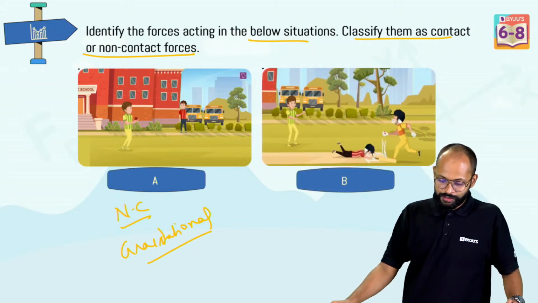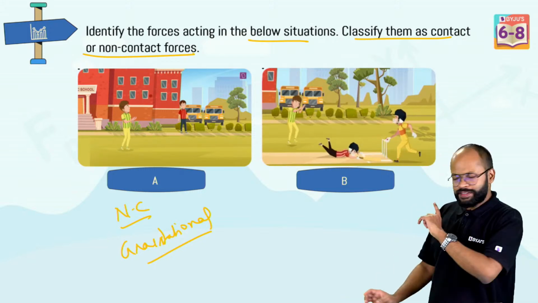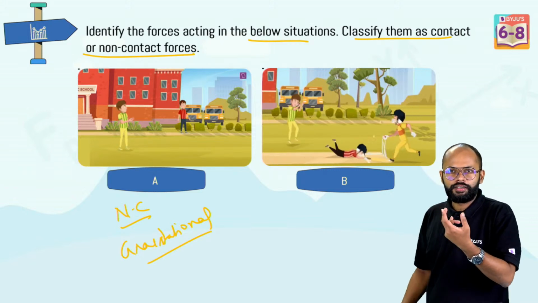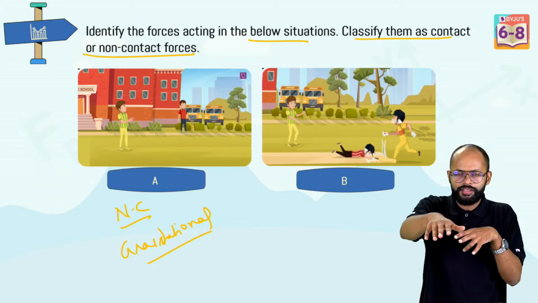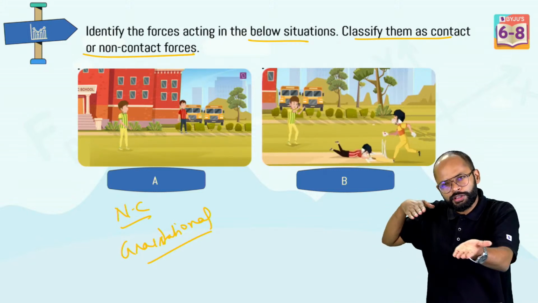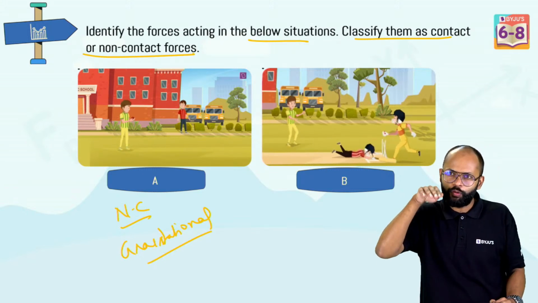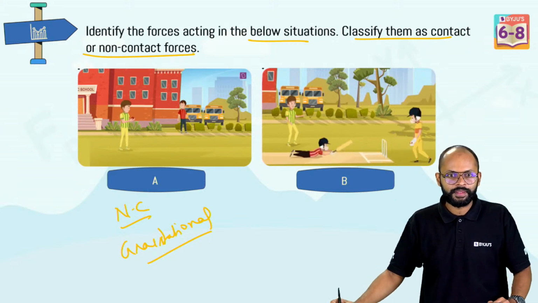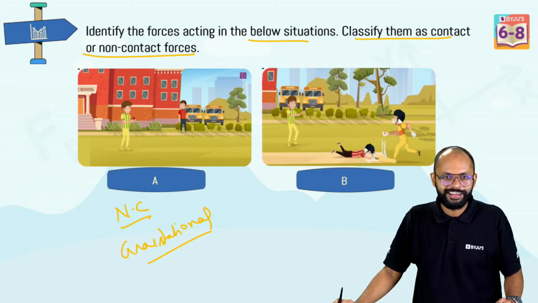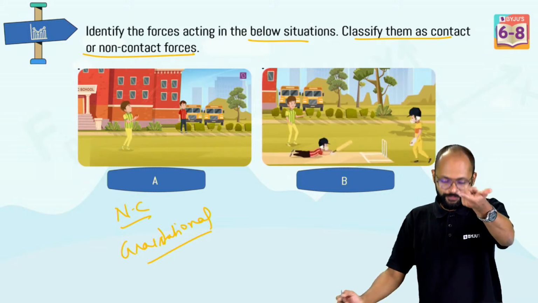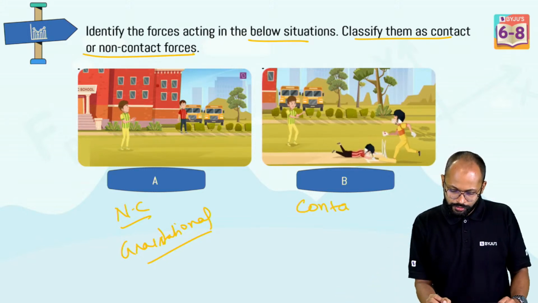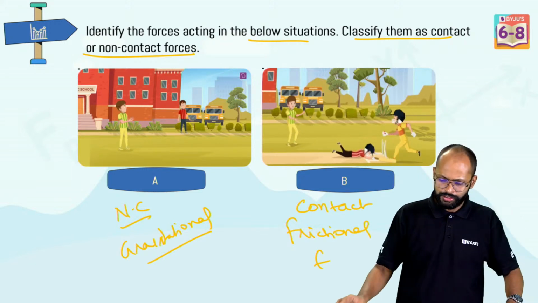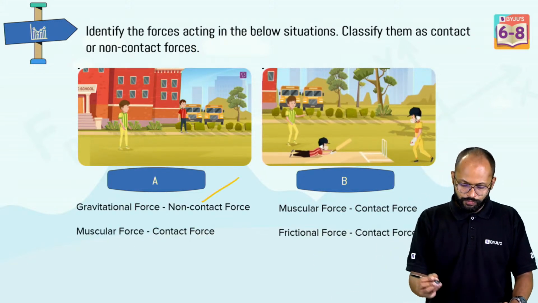Second, come on. You might have seen this. Just now, I think IPL got over about a month back. Whenever you are near the crease, you make a jump and go sliding. Why? You want to reach before you get run out. That's why. Frictional force. This is a contact force. Correct? Easy? Simple? Gravitational force, non-contact.